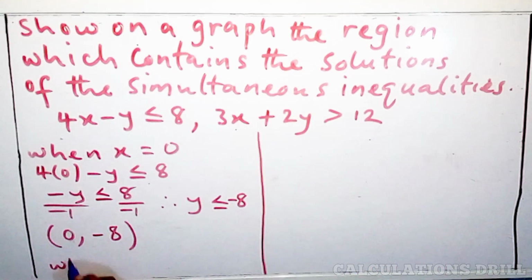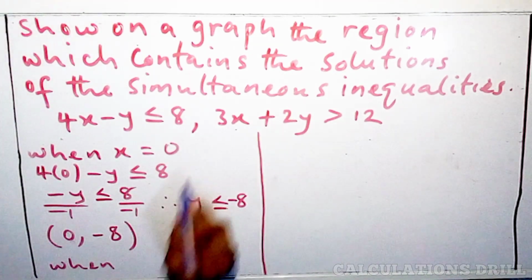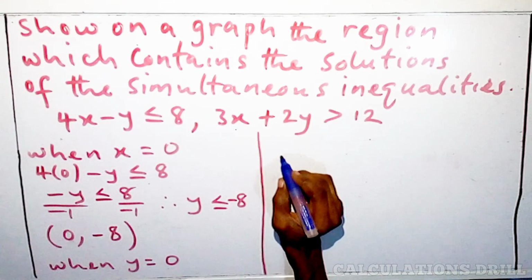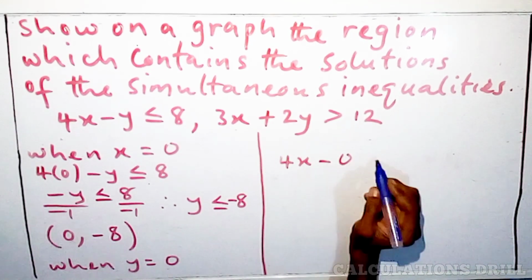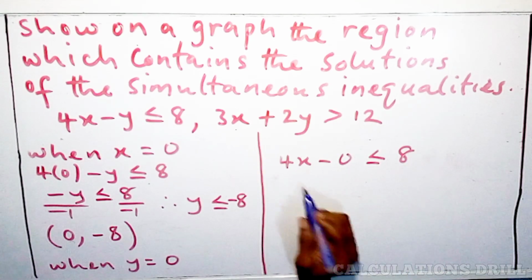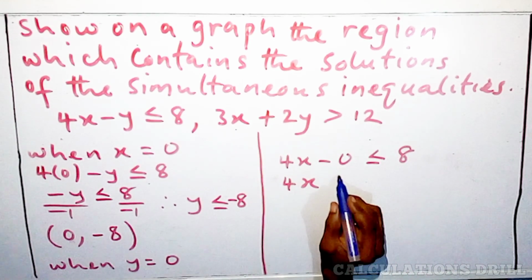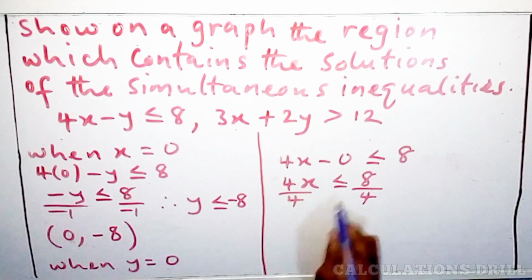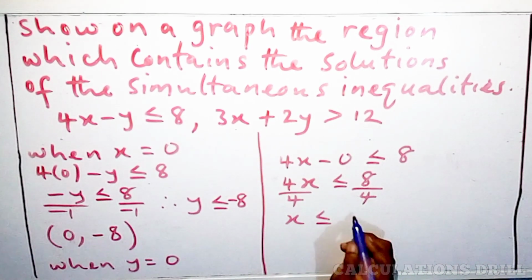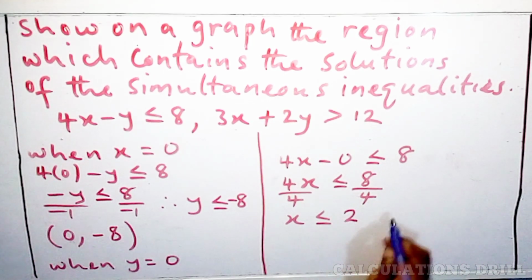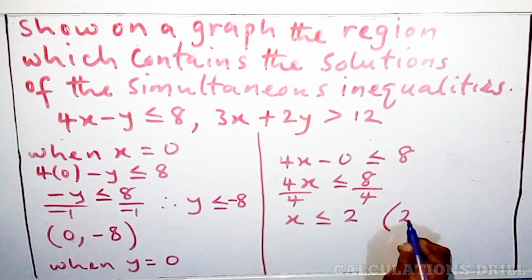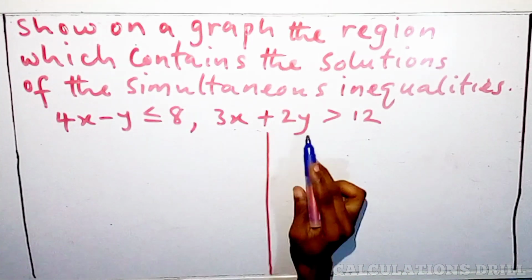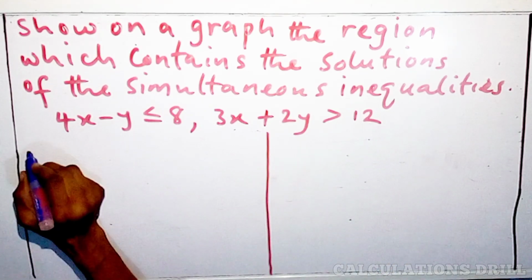Then the next one is when y is equal to 0, so that we can get the next coordinate. It simply means anywhere you see y in the equation, you put 0. That is what we did there, so that we can get the value of x. And when we did that, x is equal to 2. So our coordinates will be 2 and 0.